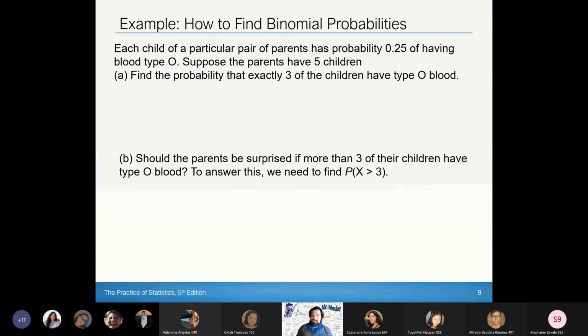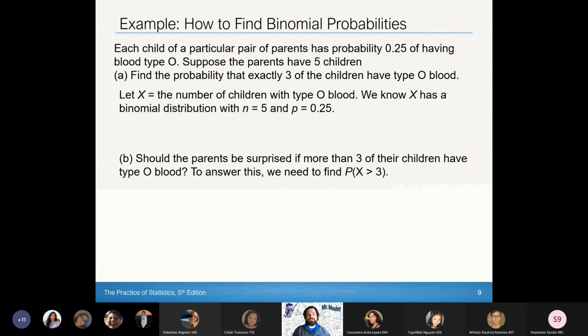All right, so we got a couple of examples on how to find binomial probabilities. First, same context. Each child of a particular pair of parents has a probability 0.25 of having blood type O. Suppose parents have 5 children. Right, so we have our set number of trials, our probability of success, all ready to go. Find the probability that exactly 3 of the children have type O blood.